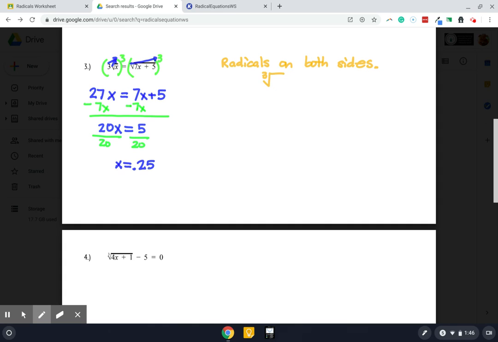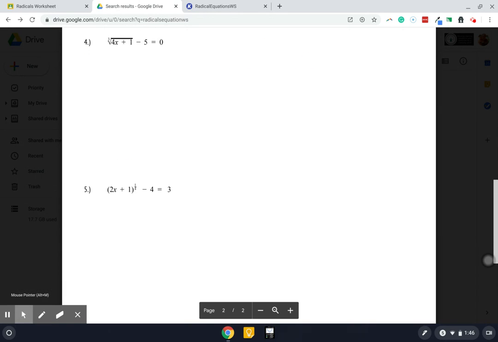Okay, I feel like we're doing well. Let me check and see how we're at on that side. So as we keep diving in here, let's take a look at number 4. So in number 4, remember, we want to isolate the radical to kick things off. So the very first thing we're going to do is get that -5 out of here.